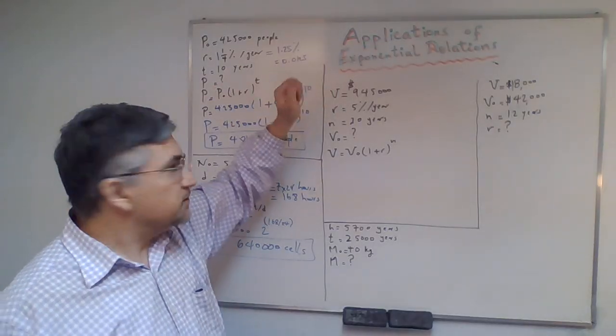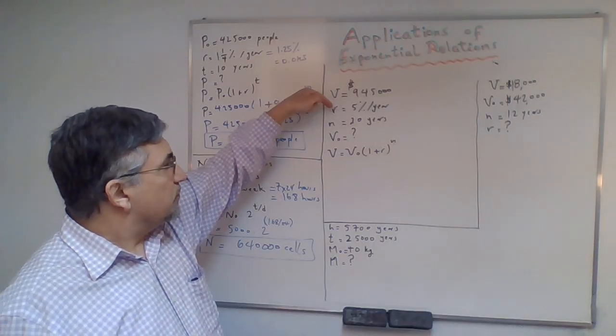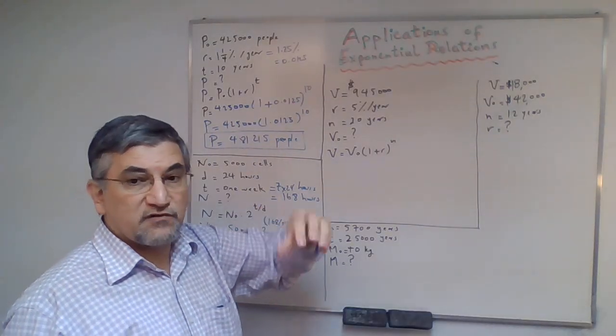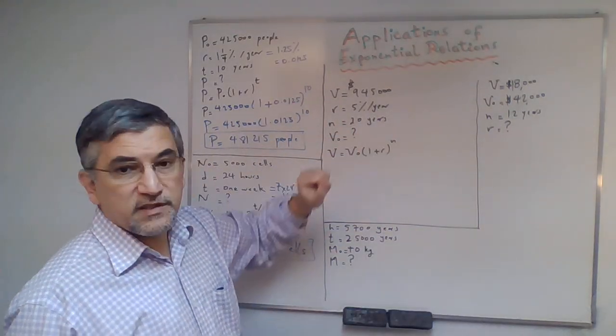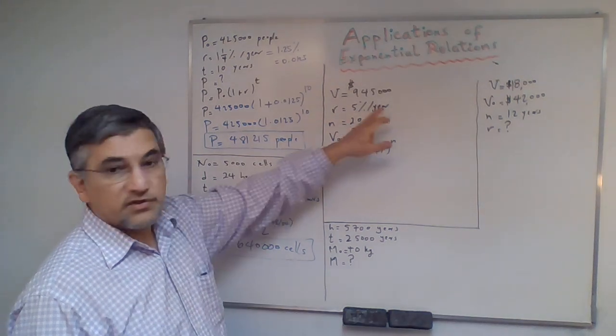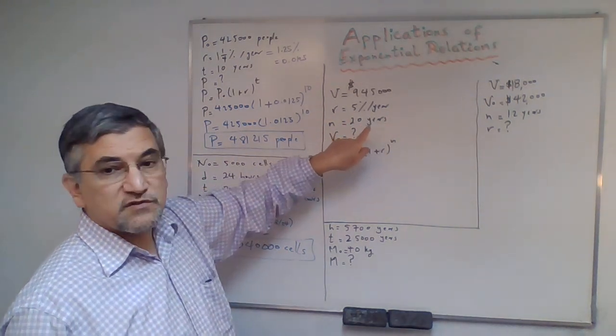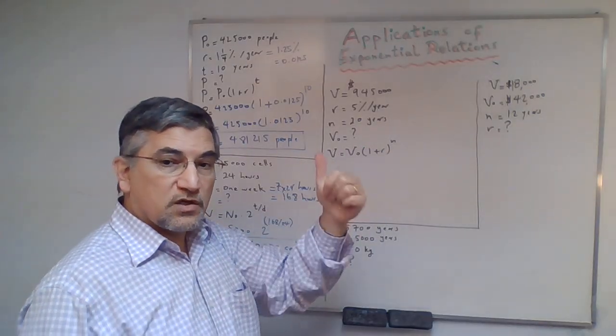It's almost $1 million. And the growth rate, the rate with which the house prices have gone up, we are assuming that to be 5% per year. And we want to know what the price of this house was 20 years ago.